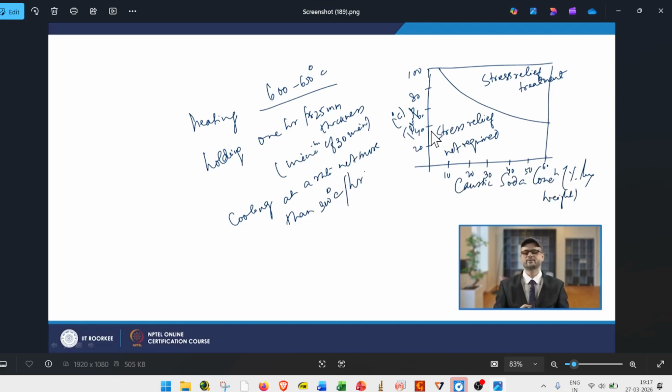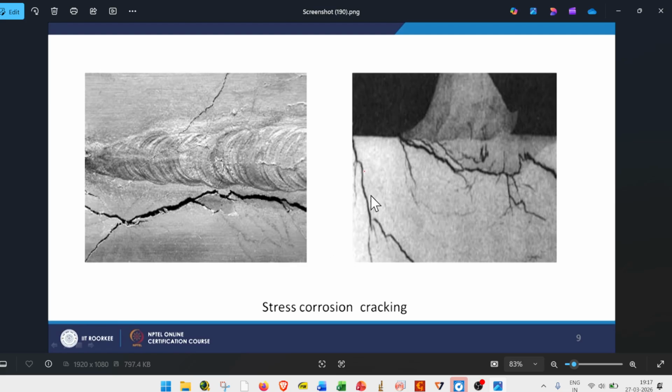Okay, as the concentration is increasing, we can find out from here whether stress relieving is required or not. Suppose the soda content in this aqueous solution is less than 10 or 20%, we can safely operate that one, even without stress relieving, up to 80 degrees centigrade or so. But if the soda content is increasing, we must perform stress relieving operations, so that we can use them in highly corrosive media like salt water, sea water, and so on. Okay, so this is how the stress corrosion cracking looks.